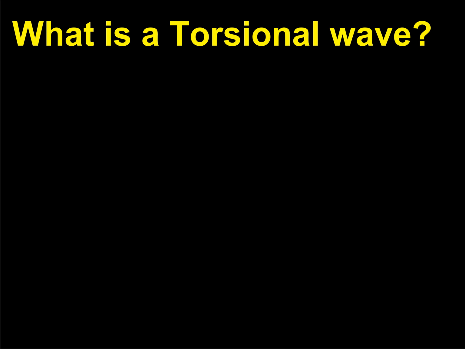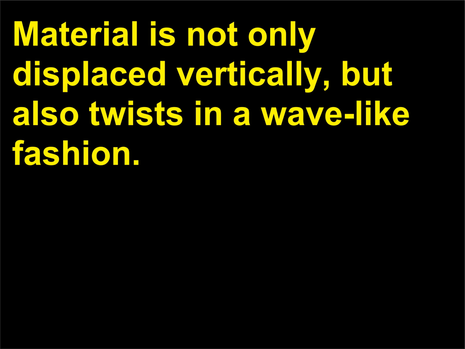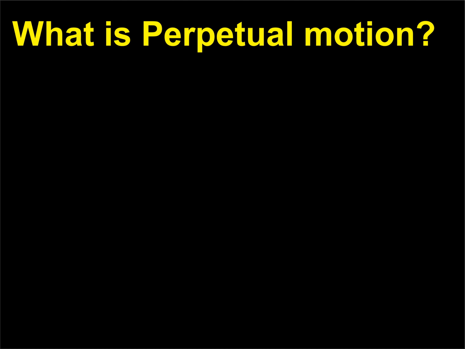What is a torsional wave? Material is not only displaced vertically, but also twists in a wave-like fashion. What is perpetual motion? Forbidden by the second law of thermodynamics.